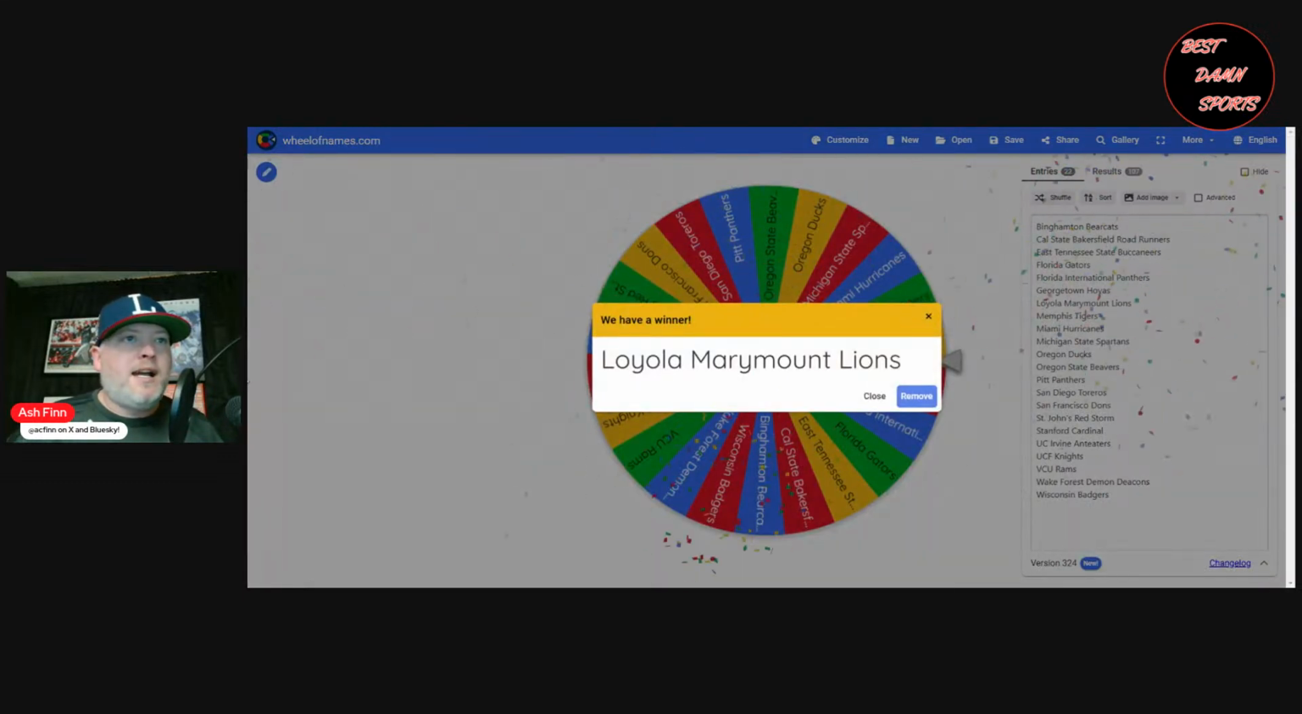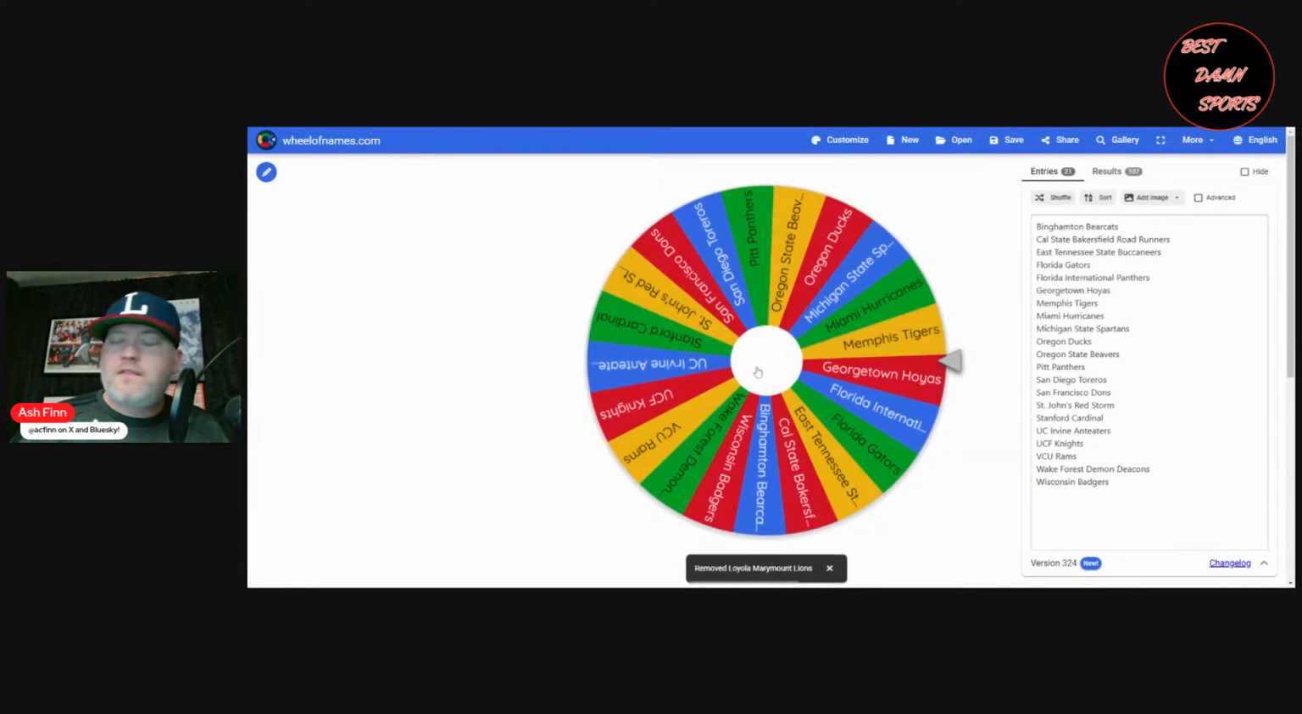Loyola Marymount Lions for the West Coast Conference will be picking 5th. Can't type. Alma mater of Hank Gathers. If you guys remember Hank Gathers, I might be dating myself there by talking about Hank Gathers, though.